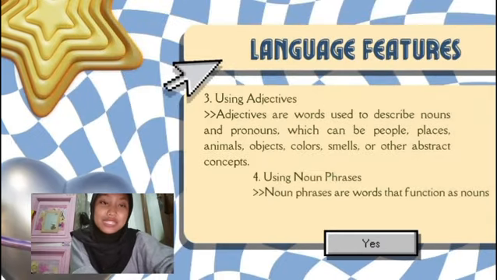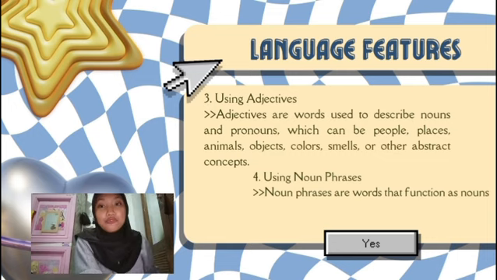3. Using adjectives. Adjectives are words to describe nouns and pronouns which can be people, places, animals, objects, colors, smells, or other abstract concepts. 4. Using noun pairs. Noun pairs are words that function as nouns.